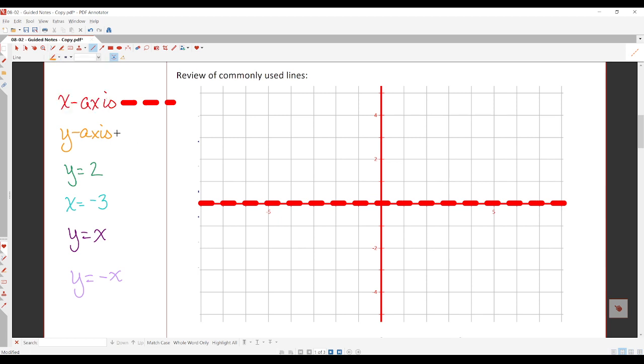Y-axis, again, one of those things I hope everybody is aware of, is the y-axis. I don't want dotted anymore. We'll make it solid lines. All right. So let's take a look at the line y equals 2.